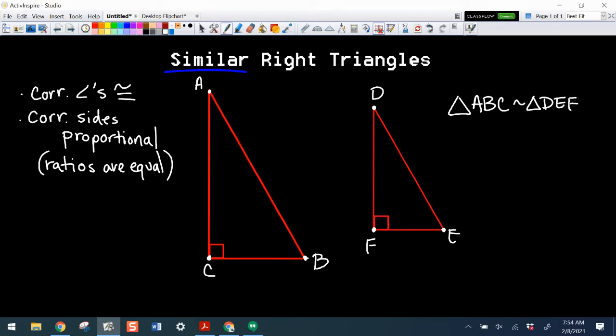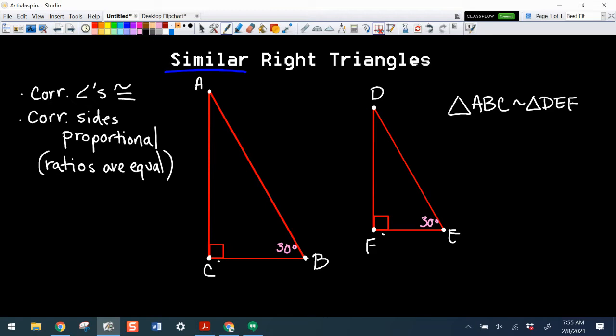Now, there's actually no information to suggest that they're similar. Just because they're two right triangles doesn't mean they have to be similar. But let's explore that a little bit further. Again, we do know at least that one pair of angles is congruent because they both have a 90-degree angle. And let's establish that the measure of angle B down here is 30 degrees. And so the measure of angle E is 30 degrees.